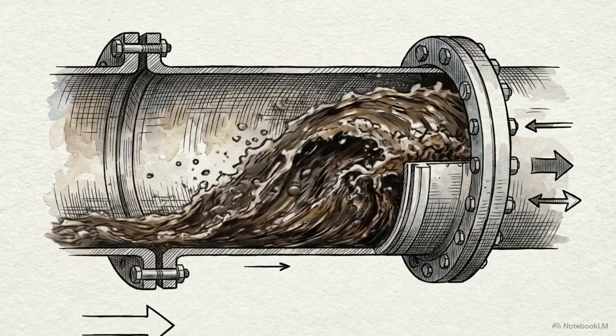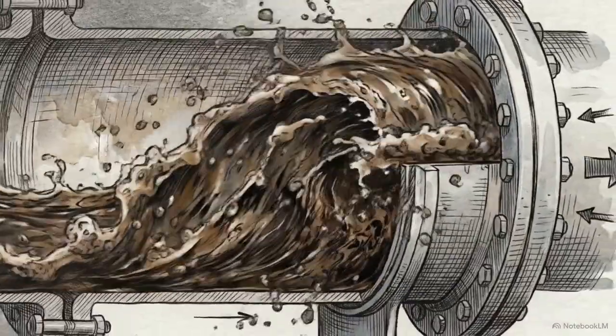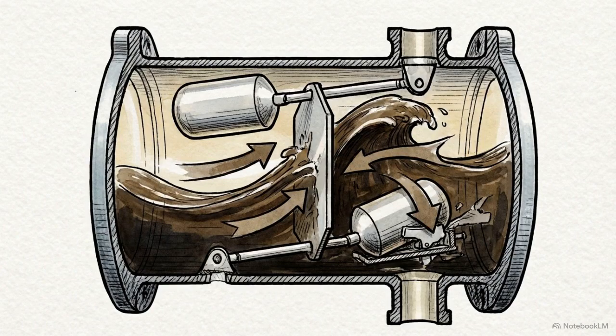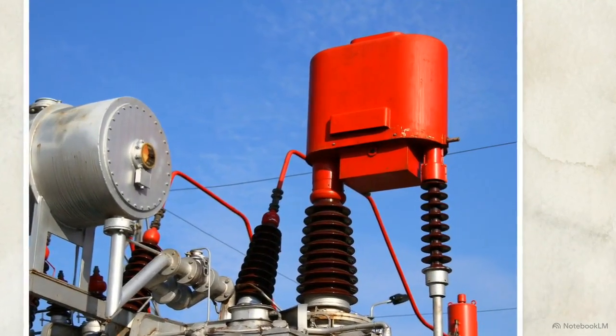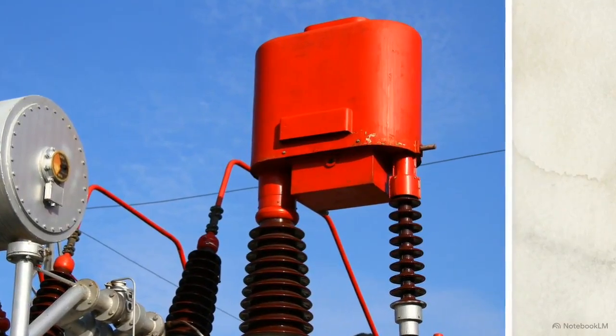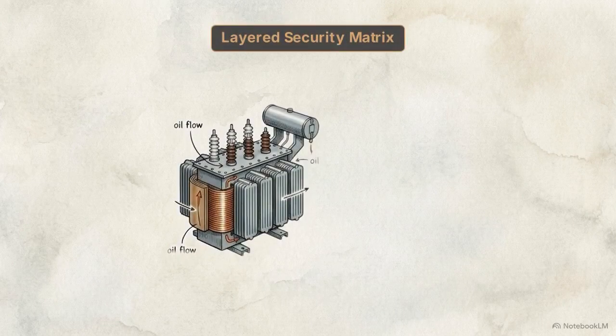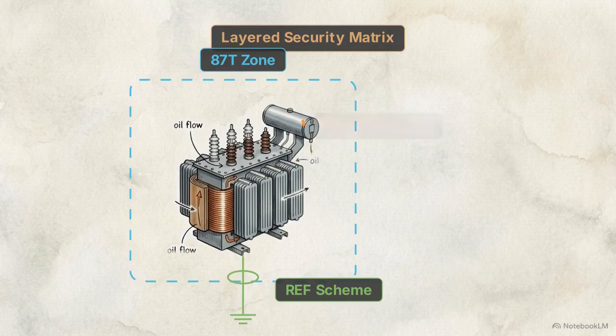If a severe internal short circuit occurs, it rapidly vaporizes the oil, creating a massive, violent pressure wave. The violent surge of oil physically slams into the relay's lower float, instantly tripping the breaker before the main tank can rupture. While electrical relays rely on math to clear active arcs in milliseconds, the mechanical relays provide a physical check against a degrading environment. Transformer security is a layered matrix: high-speed differential relays for primary clearance, REF schemes for high-sensitivity ground faults, and Buchholz relays for physical gas and pressure surges.